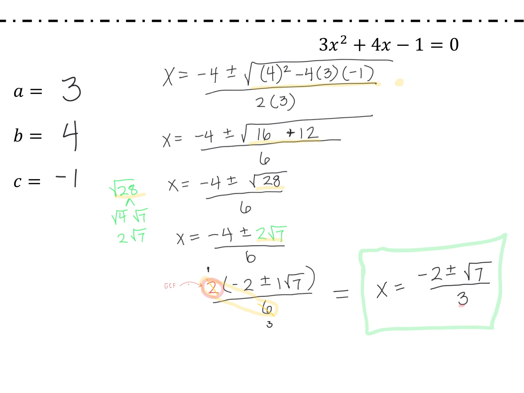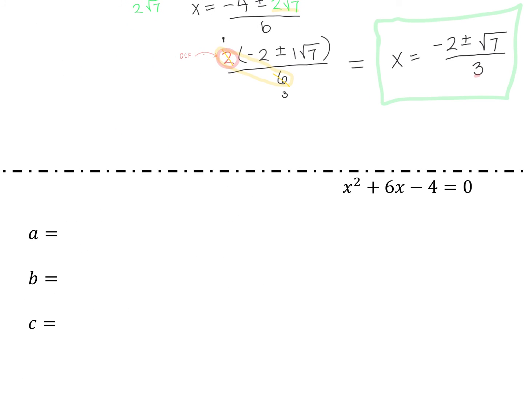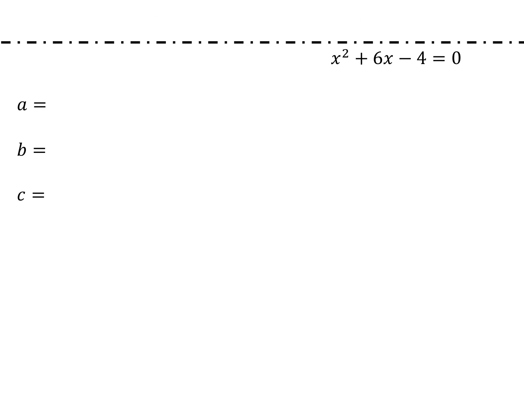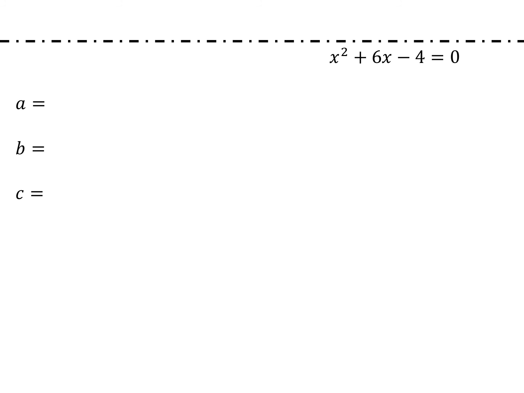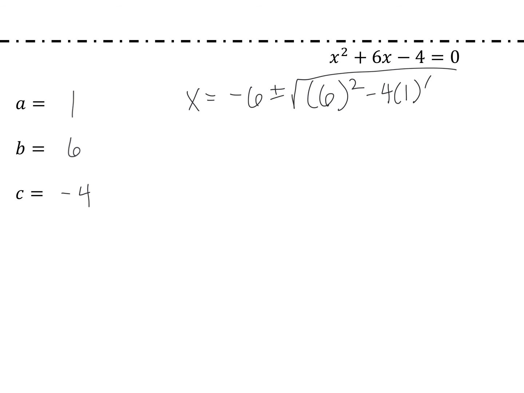Last but not least, let's try one more. All right, so in this case, our a value is 1, our b value is 6, and our c value is negative 4. Let's substitute this into the quadratic formula. All right, there's that. So simplify the radicand first.